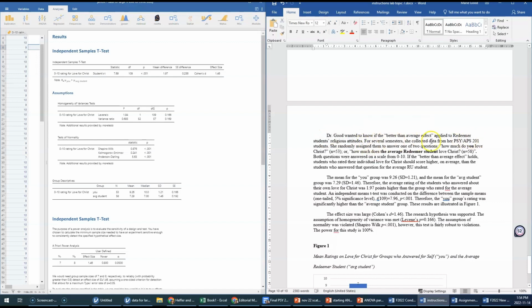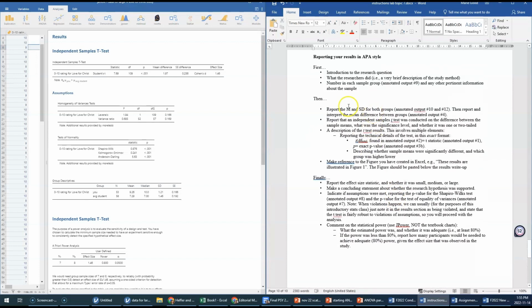Now a bit about the methods and the procedures. I said for several semesters, she collected data from her stats students. She randomly assigned them to answer one of two questions, and then I wrote out the questions there. And also notice that I've put the N in brackets after each question, right? That's just my way of communicating what was the N in each group. And I noted the response scale that the questions were answered on. And I say if the better than average effect holds, students who rated their love should score higher on average than the students who answered that question for the average Redeemer student. Okay, that's the first part.